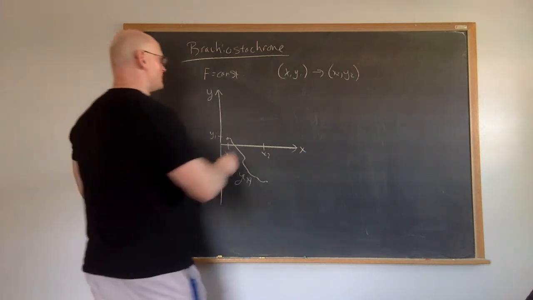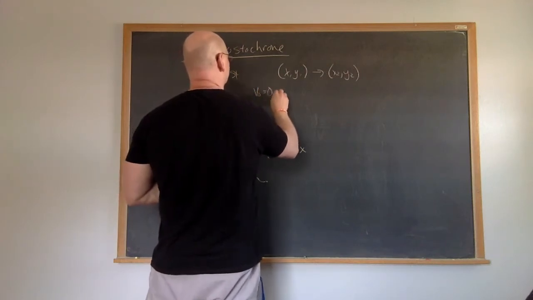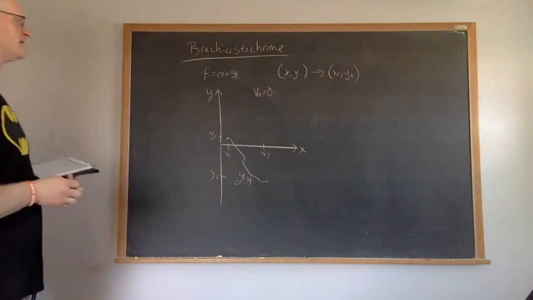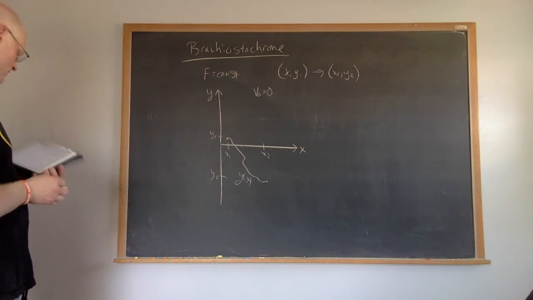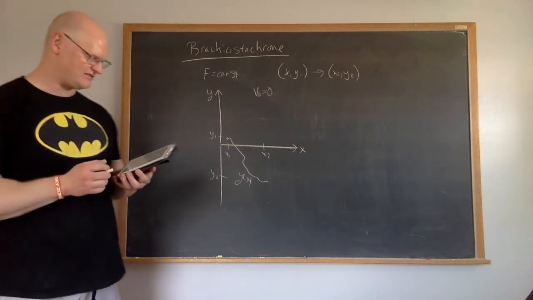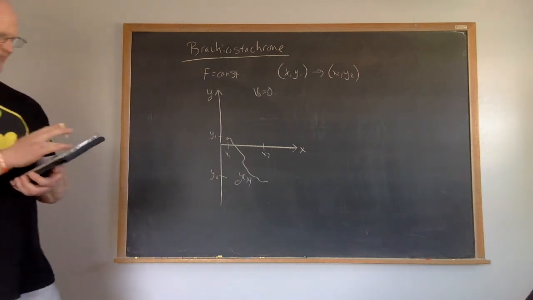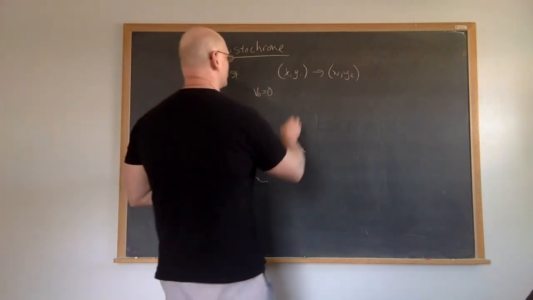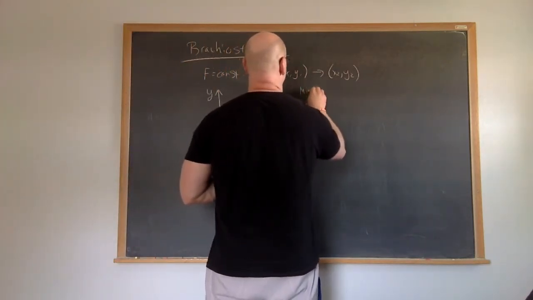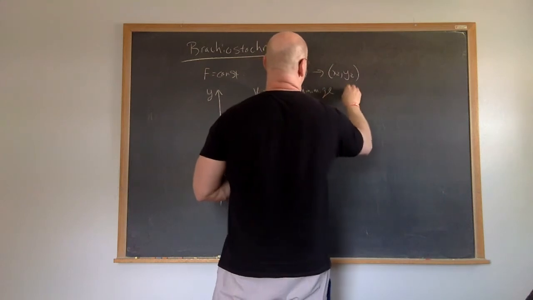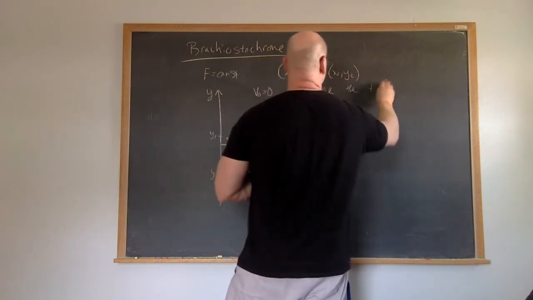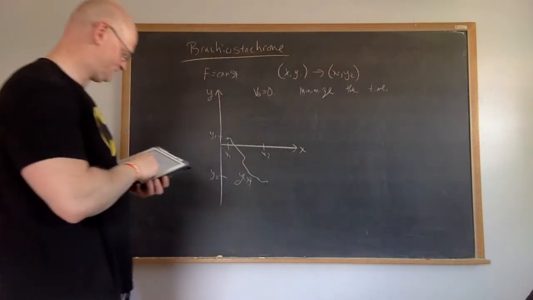Now here we're going to assume that the initial velocity of my particle is simply equal to 0. And what we want to do is find the path that allows the particle to accomplish the transit in the least amount of time. So here we want to minimize the time. So this is going to take the shortest amount of time.